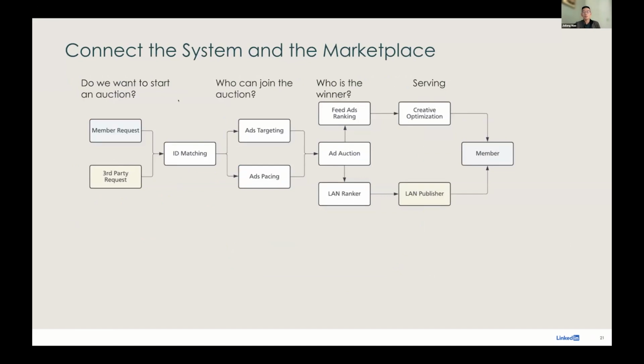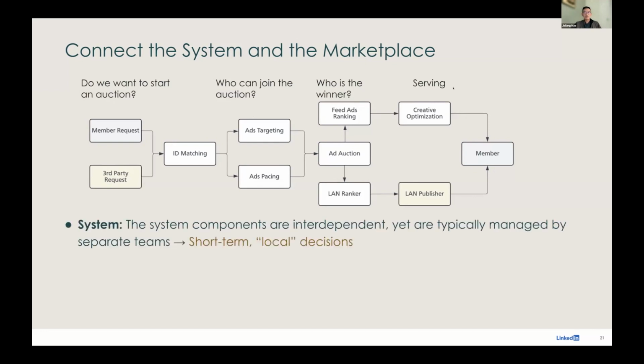Basically, there are different system components that try to answer different questions. For example, when we start this ads auction, who should we allow to join the auction, who should be the winner, how you serve ads, a lot of these different things. The problem is all these different components are internally handled by different product managers, by different AI teams. So when they make decisions, they are usually making short-term decisions which will make their own module look good, not necessarily making the whole business good. And these decisions are almost always local.